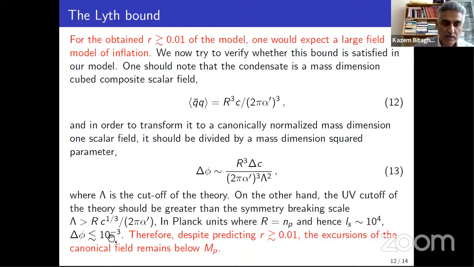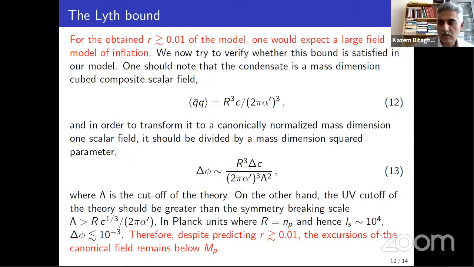This is very small. Therefore, despite predicting that r is larger than 0.01, the excursions of the canonical field remain below the Planck mass. That's interesting because now, if you are going to think about higher dimensional operators that should be added to the theory, you can claim that these are so small.